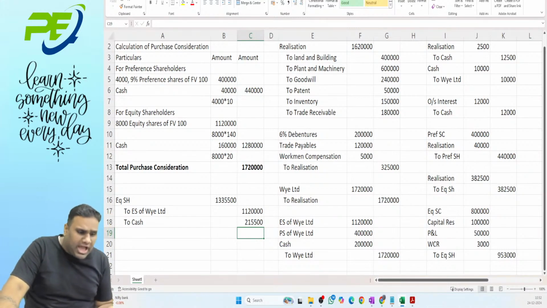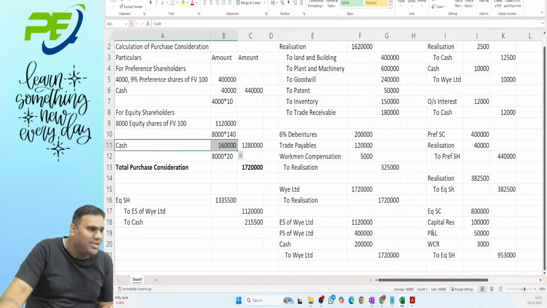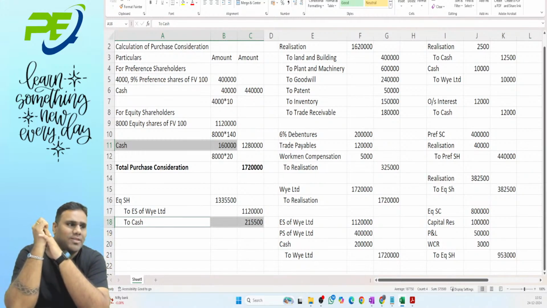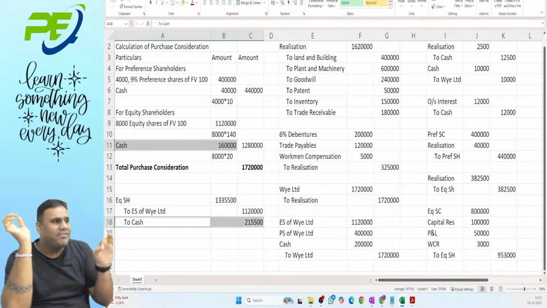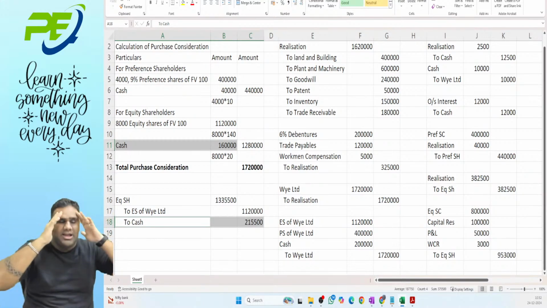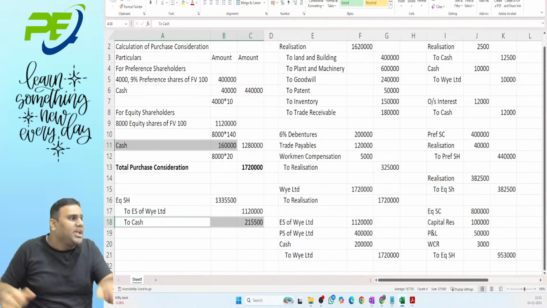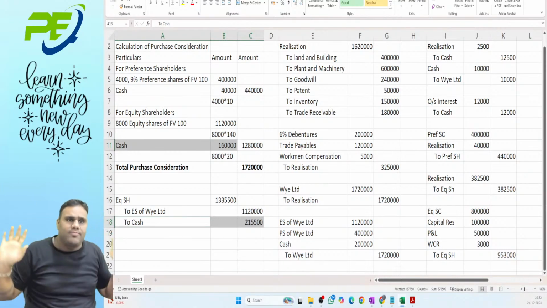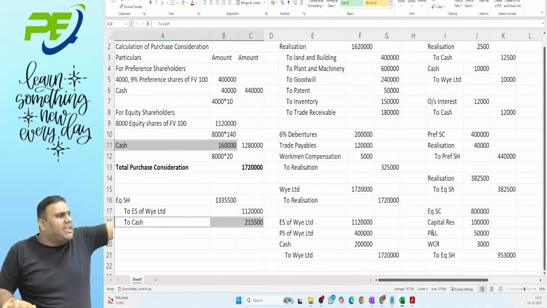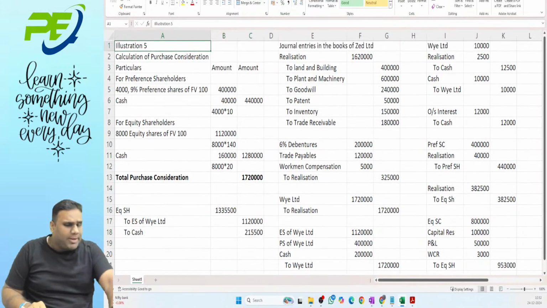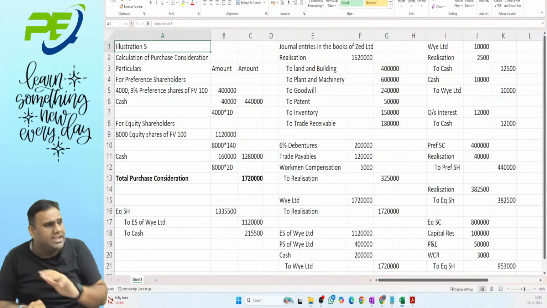Immediately, a student will get a doubt. Bhaiya, equity cash was 160, how did we get 2 lakh 15,500? Realization profit is 3 lakhs, something close to 3 lakhs. How? Very simple. You should not reconcile these two numbers. This 160 is the cash given by the purchasing company, story over. And this is the cash which we are giving to our shareholder. Everyone, so now we have computed purchase consideration and all the journal entries.